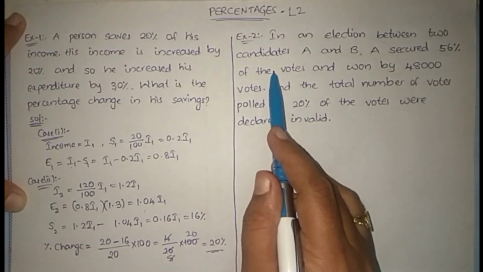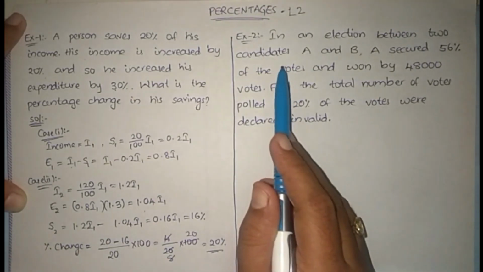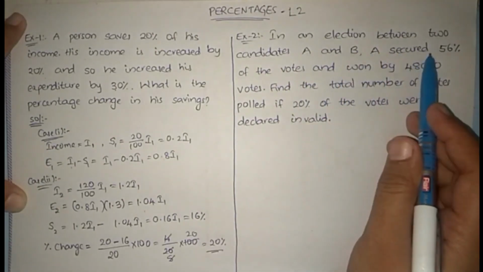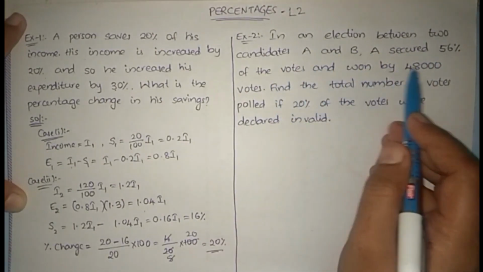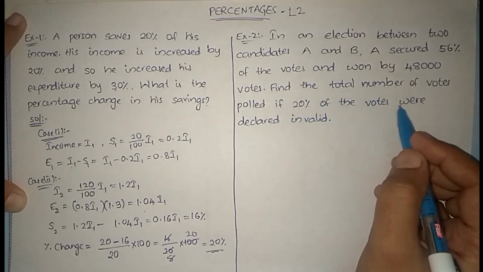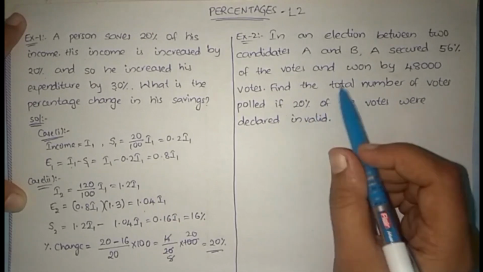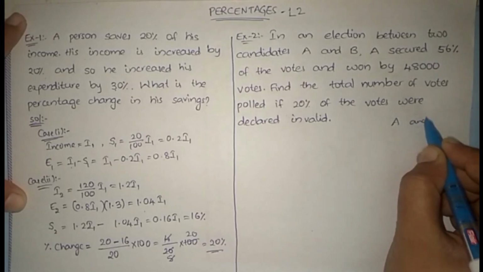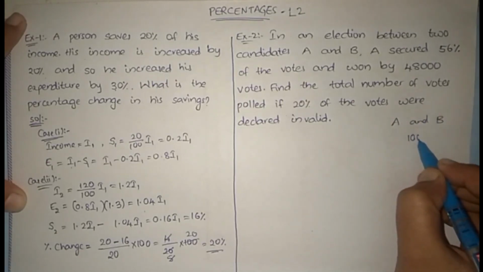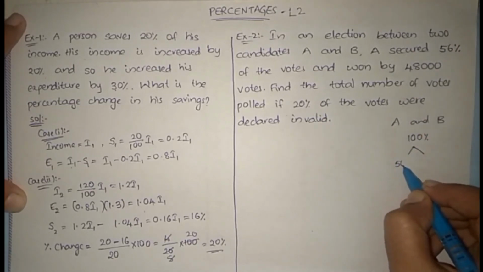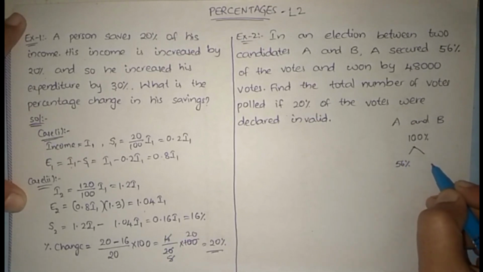So let us go to example number 2. This is the most common model, right? In an election between two candidates A and B, A secured 56% of the votes and won by 48,000 votes. Find the total number of votes polled if 20% of the votes were declared invalid. So in an election, two persons A and B are contesting. Total there are 100% of votes, out of which A has secured 56% and B has secured the remaining, nothing but 44%.